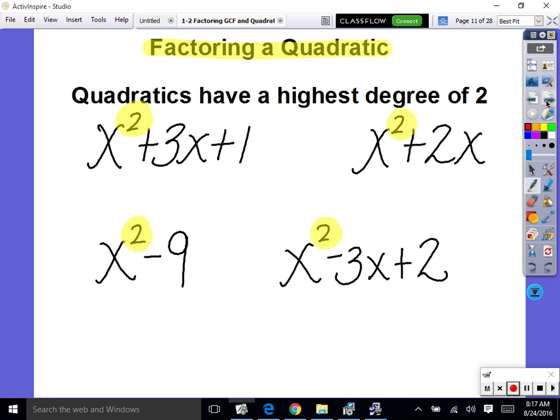Okay. So we're going to be factoring specifically a quadratic. So quadratics have the highest degree of 2. That's what makes it quadratic. So look up here, x squared plus 3x plus 1, that's what makes it quadratic, is degree 2. Do you all understand what a quadratic is? X squared plus 2x is another quadratic. It's degree 2, that's quadratic. X squared minus 9, another example of a quadratic. X squared minus 3x plus 2, another example of a quadratic.